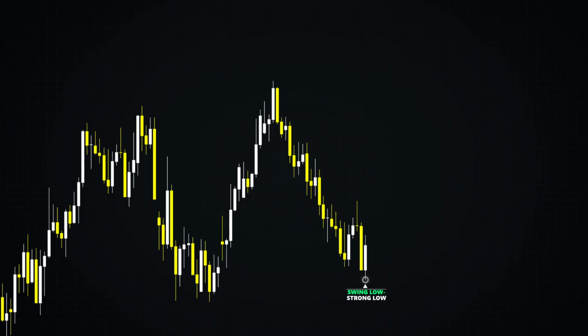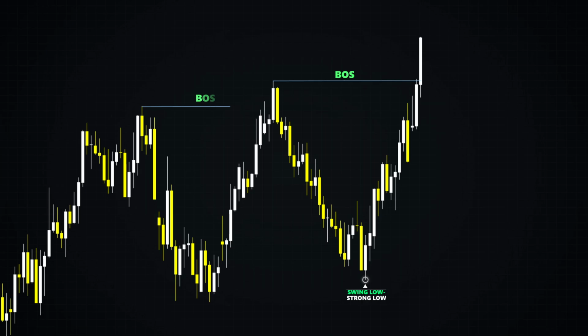Now, focus on the pullback. The lowest point of that move down is called a swing low, but it's not confirmed yet. It only becomes a confirmed swing low once price pushes higher and breaks the previous high, what we call a break of structure. You might spot small dips during the pullback, little lows here and there. Ignore them. They're just noise. The real swing low is the lowest point price bounces from before making the new high.